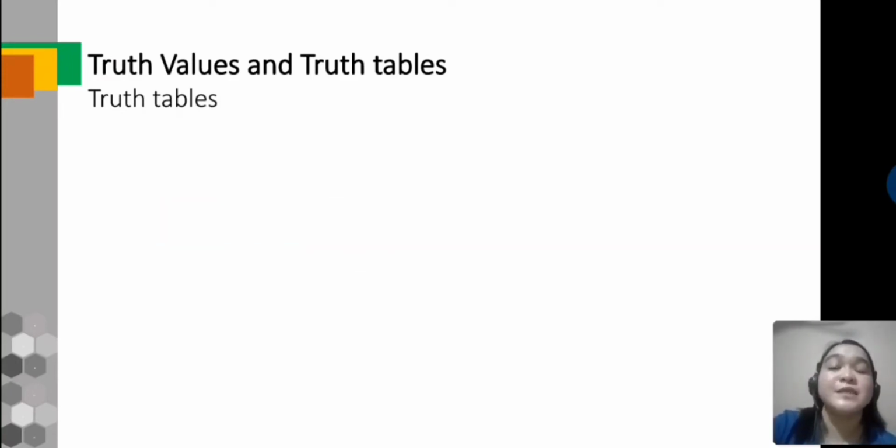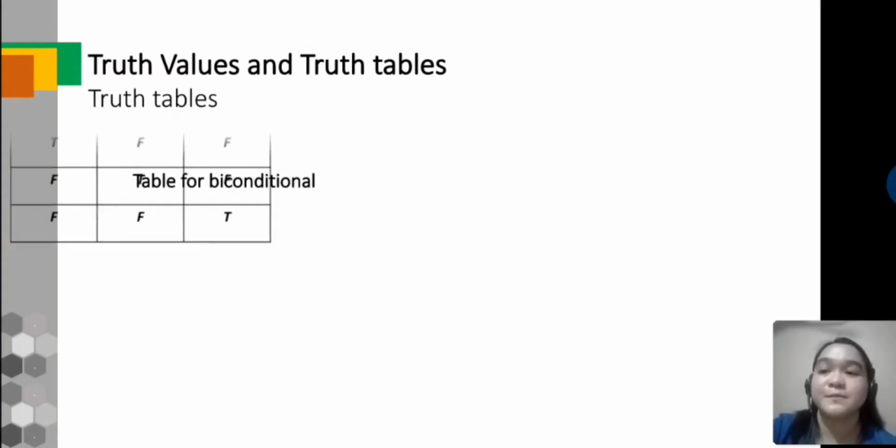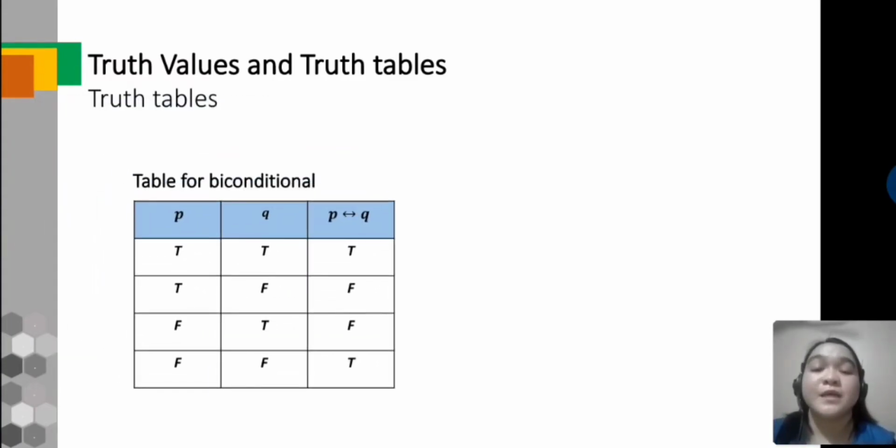Lastly, we have the table for biconditional. If P is true and Q is true, then P if and only if Q is true. If P is true and Q is false, then P if and only if Q is false. If our P is false and our Q is true, then our P if and only if Q is false. If our P and Q are both false, our P if and only if Q is true.